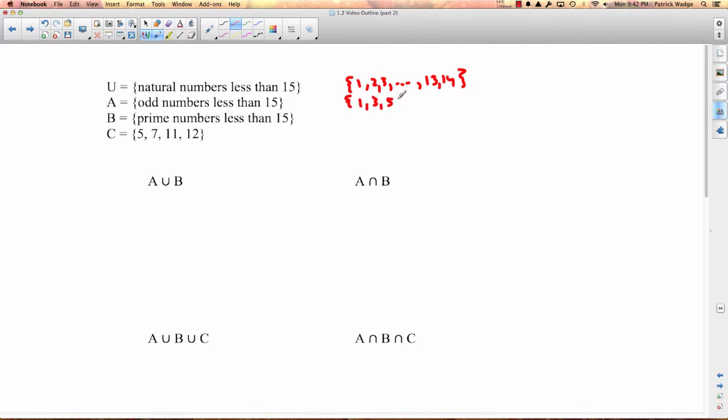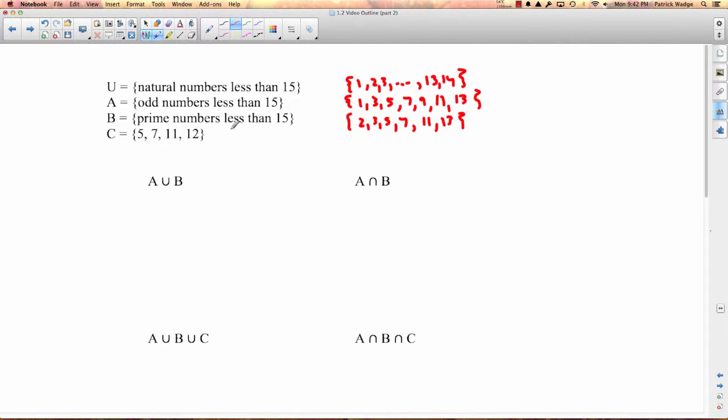1, 3, 5, 7, 9, 11, 13, and it has to be less than 15, so that's it. The next one, set B, is prime numbers less than 15. 1 is not considered a prime number, so 2, 3, 5, 7, 11, and 13 are all prime numbers less than 15. Boy, those curly brackets are bad.